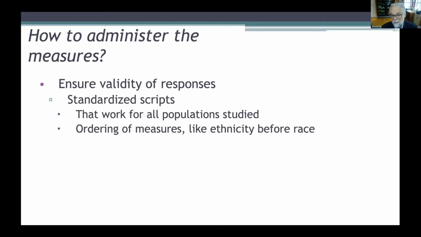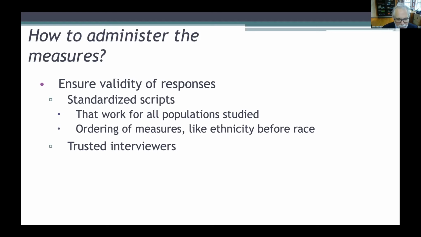You have to pay attention sometimes to the ordering of measures. So ethnicity needs to be asked before race. Otherwise, it's been studied quite a lot that Hispanic, Latinx patients or participants answer differently, whether you ask race before ethnicity or ethnicity before race. Next click, please. It's important to try to use trusted interviewers, people who make sense within the communities you're working with as people who are asking these questions in order to enhance validity.